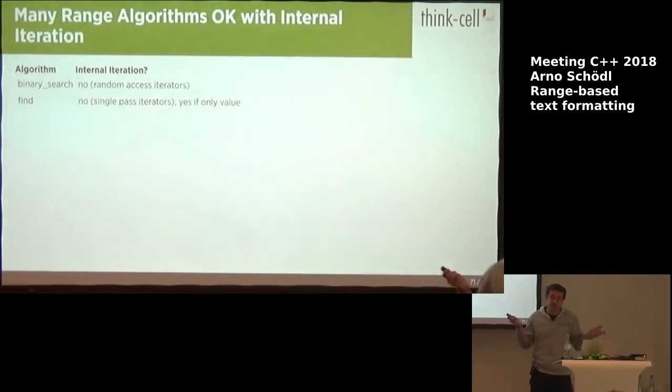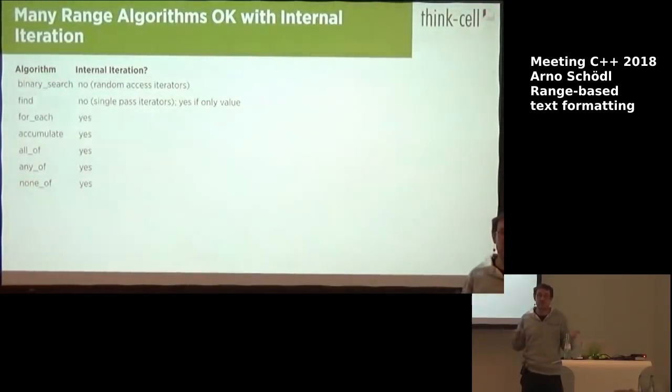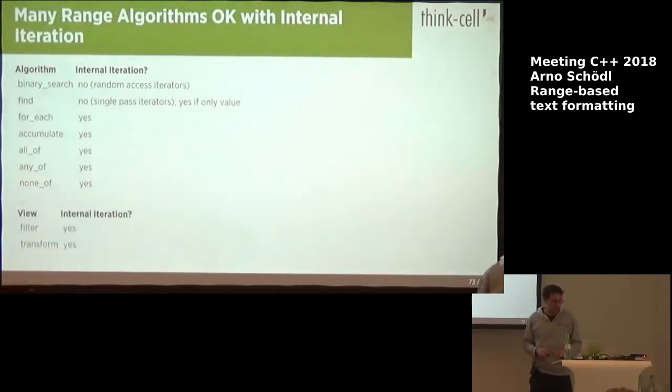It turns out many range algorithms are actually okay with internal iteration. You can't write a binary search because you don't have iterators. You can't write a find as long as you insist on returning an iterator. If you only need the value, internal iteration is fine too. Many other things just work. For each works. Actually, for each is the quintessential internal iteration. It will just give you one element at a time. You can write an accumulate. You can write all of, none of, any of. All these things just work.